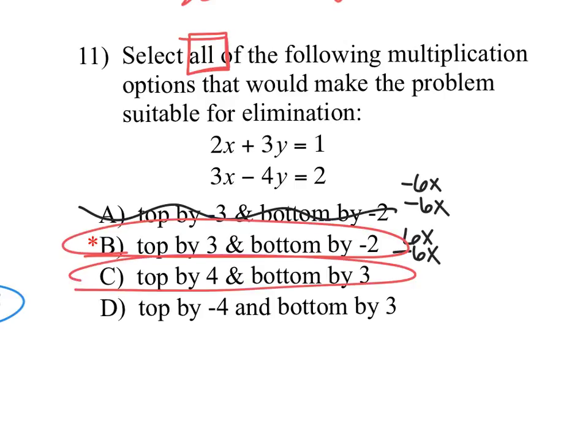C also is going to work. Here they're trying to eliminate the y's. So on C, if you multiply, you're going to get 12y and negative 12y. Those are opposites. And then on D, if you multiply, you're going to get negative 12y and negative 12y, which don't actually cancel. So the two correct answers are going to be B and C.